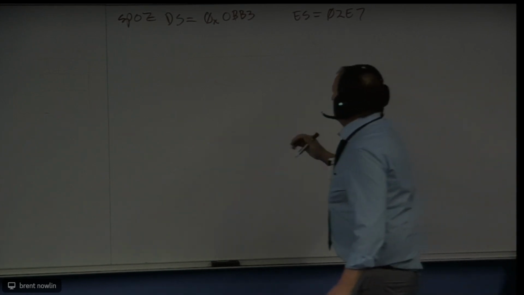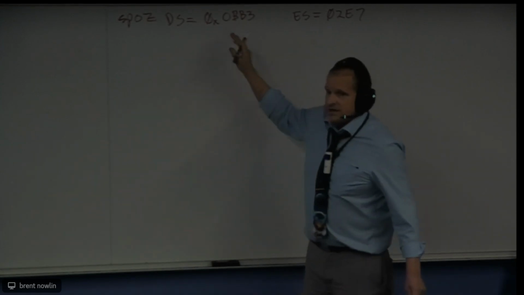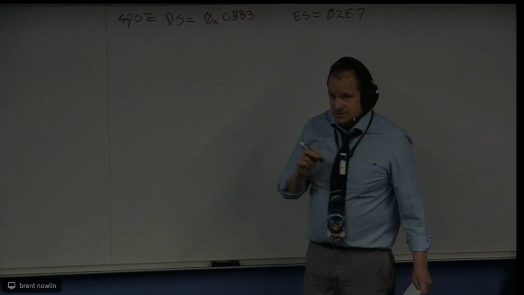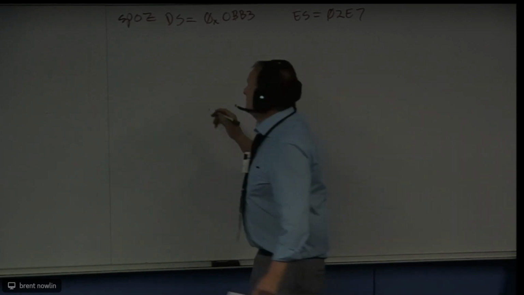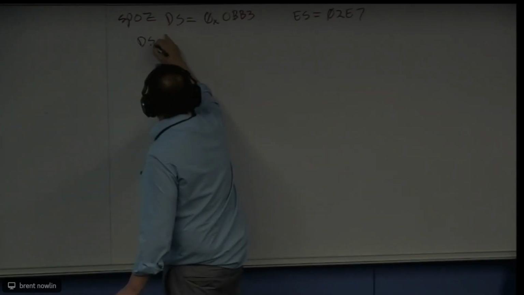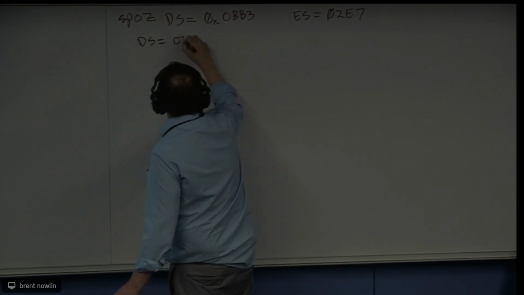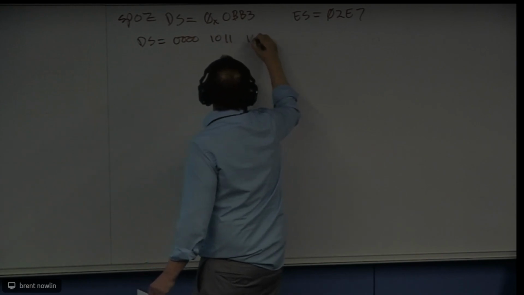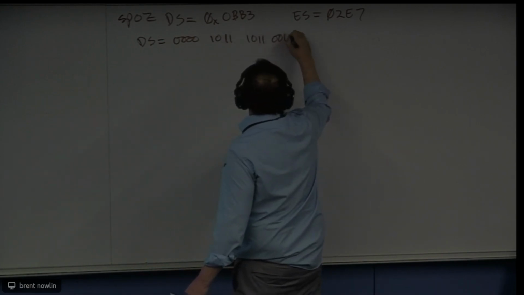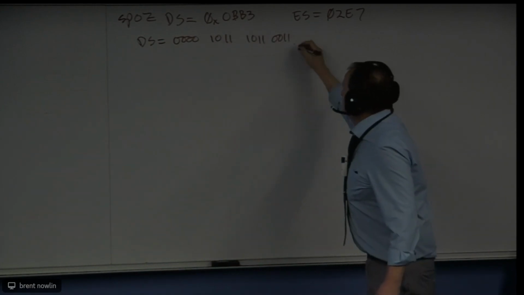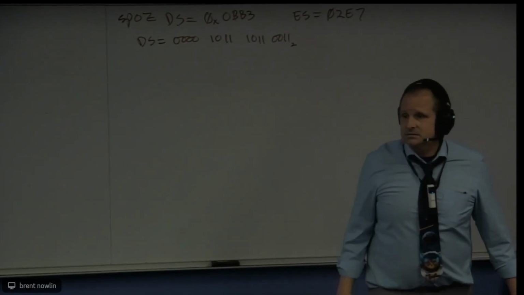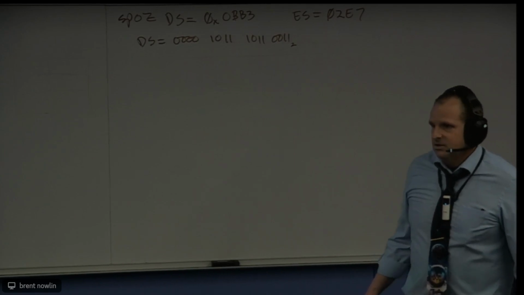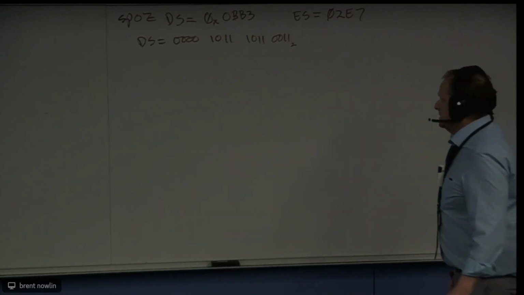Okay. So the first thing we got to do is convert this to binary. Do you see that? So the data segment contains 0000, 1011, 1011, 0011. Got it? Binary to hex. If you've had digital logic, you better have that nailed down.